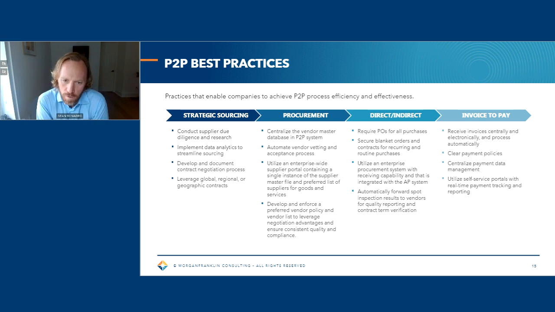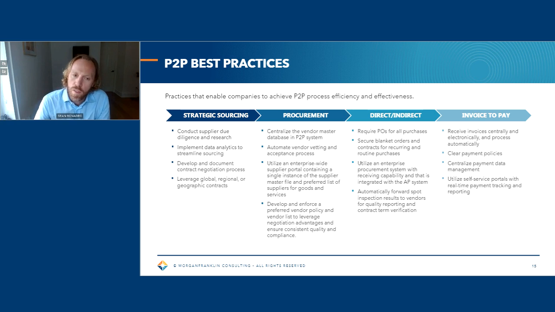So when we think about direct and indirect, why should PO be mandatory? The key thing is that this will give you a little bit of control over your budget, prevent fraud, hold your vendors accountable. So the idea is to make that required. Secure your contracts to negotiate term discounts. When we think about invoice to pay, automate and centralize your invoicing process. Provide vendors with clear payment terms and centralize your payment management and provide self-service portals for your vendors. Push some of the work down towards them. And all of these combine to really make your secret sauce.